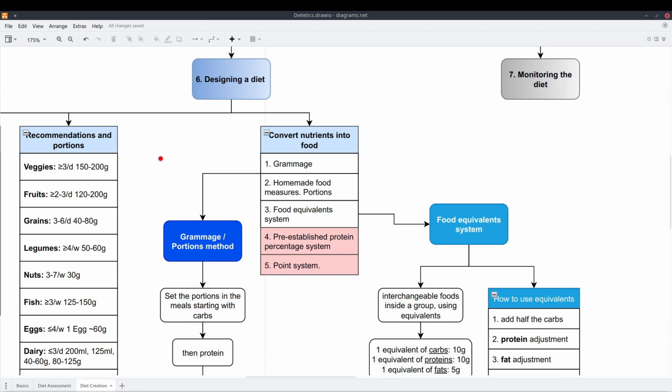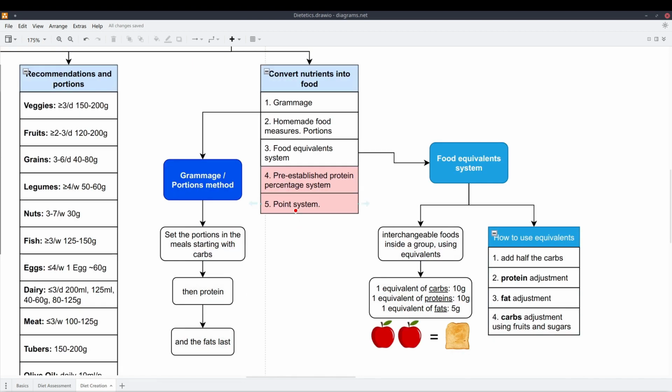So now that we know what the recommendations and portions are, and we know exactly what we need to eat in terms of grams of macronutrients and total calories, we have to convert those numbers into food. So, convert the nutrients into food. And there are many ways to do this. We're going to see the grammage and the homemade food measures, as well as the food equivalence system. But there are also the pre-established protein percentage system and the point system.